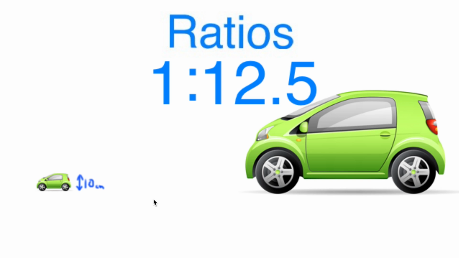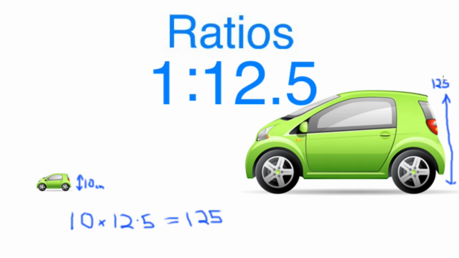To work out the height of the real car from this, we need to take a look back at our ratio. We can see that the car is 12.5 times the size of Simon's model car. So, taking our 10 centimeter height and multiplying it by 12.5 gives us the answer 125 centimeters. So we know that the height of the real car is 125 centimeters.